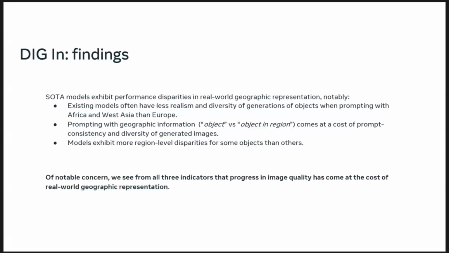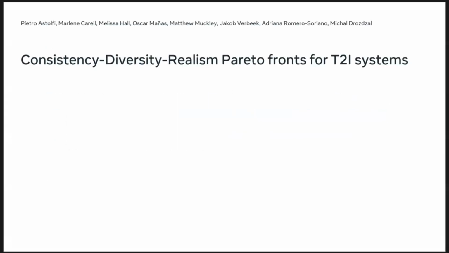And of notable concern, what our analysis suggested is that from all the 3 indicators, we observed that progress in image quality has come at the cost of real-world representation diversity. In follow-up work, we analyzed this finding a bit more in depth, and we try to go beyond the geographic diversity. And so we introduced this consistency, diversity, realism Pareto fronts for text-to-image models.